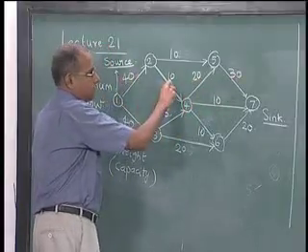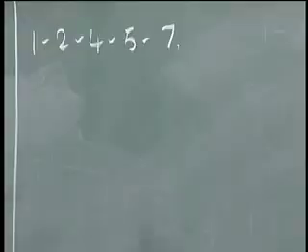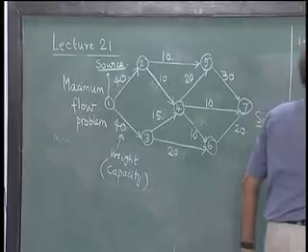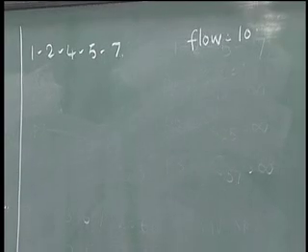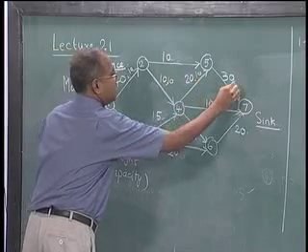So, there is a 40 capacity available here, there is 10, there is 20, there is 30. So, on 1 to 2, 2 to 4, 4 to 5, 5 to 7, we will be able to send the minimum of them. So, I would say flow equal to 10. Now, what I am doing here is I am going to put a 10 here, saying that I have sent a flow of 10 in this.